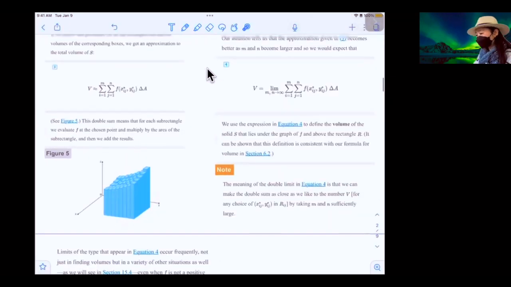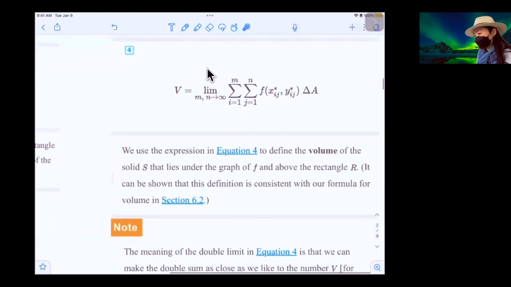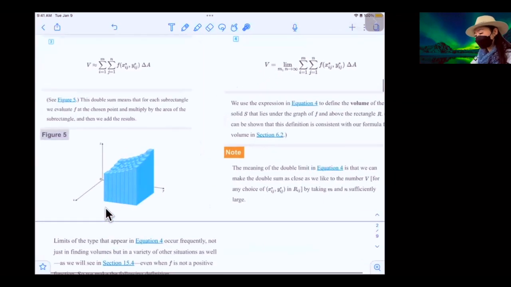Now we're going to do a similar trick as in the past. We're going to take m and n to infinity. And what does that mean? That means that we divide the rectangle into infinitely many subrectangles, okay?